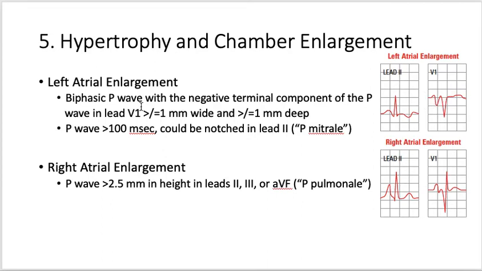You can also see a wider P wave, as we see here in lead 2, that's greater than 100 milliseconds. And when you have this left atrial enlargement, sometimes it can be called P mitrale. For right atrial enlargement, you're basically just looking to see whether the P wave has a height greater than 2.5 millimeters in leads 2, 3, or aVF. So we have here in lead 2 a much bigger height than 2.5 mils. And that would point to some right atrial enlargement, and that can sometimes be called P mitrale.